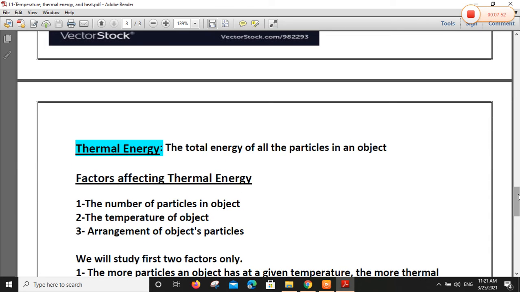So we did temperature. Thermal energy is the total energy of all particles. Temperature tells me about kinetic energy only, the average kinetic energy. But thermal energy tells me the total energy of all the particles in an object. This is thermal energy: the total energy of all the particles in an object.